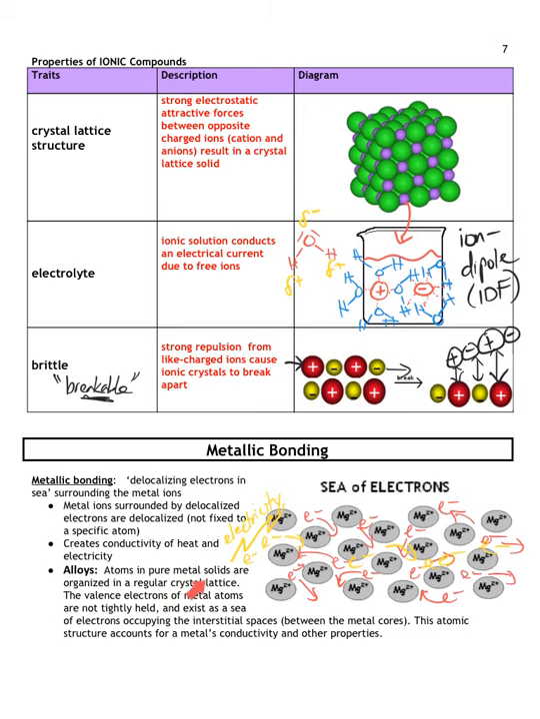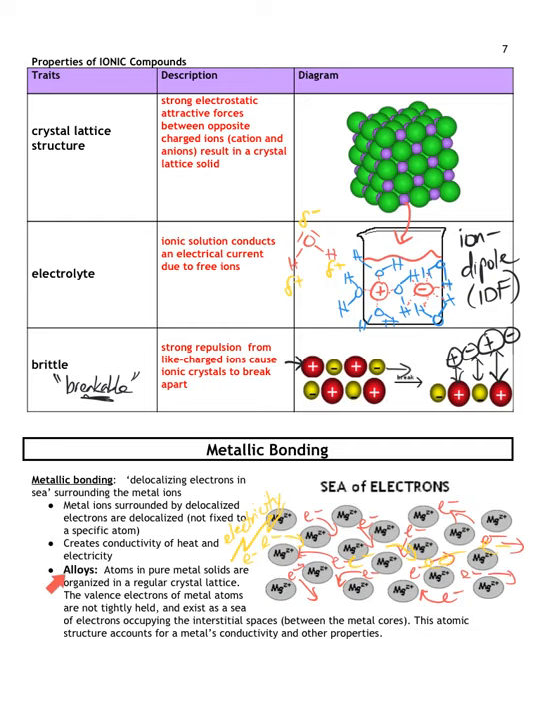Alloys are basically atoms of pure metal solids, organized in a crystal lattice structure. The metal atoms are not tightly held, and exist as a sea of electrons occupying interstitial space between the metal cores. Alloys are mixtures of different metals that sometimes can fit if there's some empty space. Smaller atoms, metal or other, can fit inside of the interstitial spacing. This atomic structure accounts for the metal's conductivity and other properties.